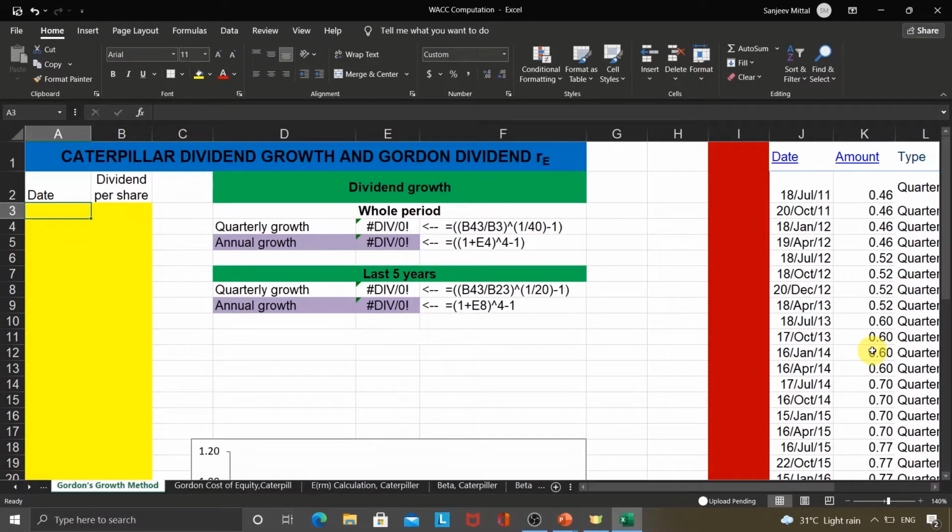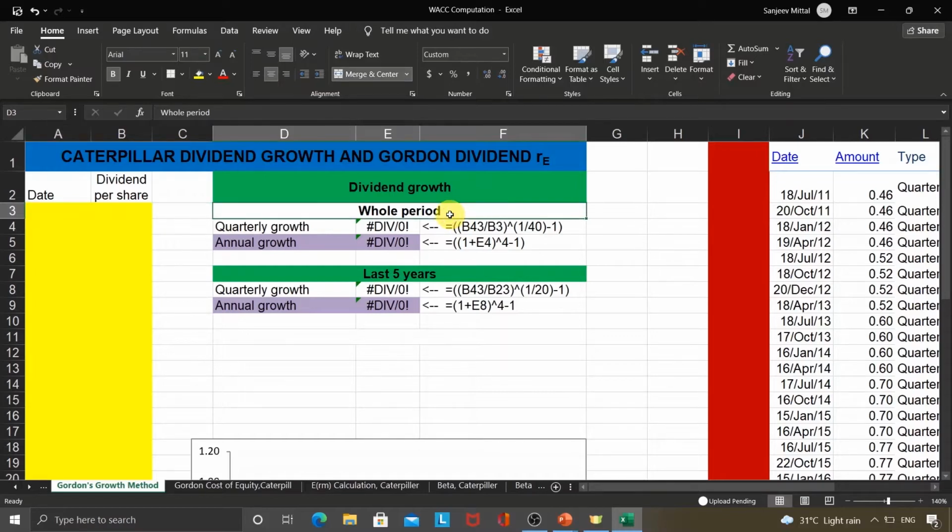Now, many analysts think that the dividend growth rate can be calculated for the whole period of the company. That is, since the inception of the company, what is the growth rate of dividend? While many other people think that the dividend growth rate can be considered only for the previous 5 years, because the previous 5 years represent the majority of the recent trends.